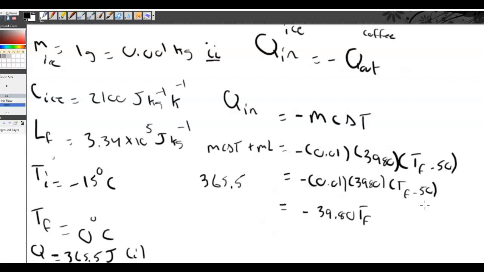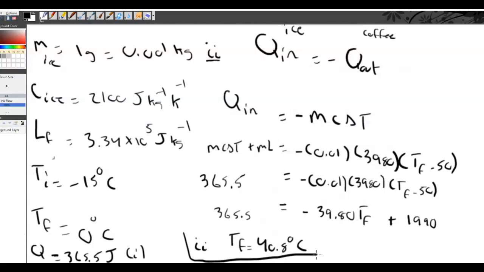Okay, and so I'm going to get plus 1990. And when you do the algebra to work this out, I'm just going to save you the steps and do the couple remaining algebra steps in my calculator. You should get TF equals 40.8 degrees Celsius. And again, this is for 2. So this is not the thermal equilibrium temperature, but this is just the temperature right after the ice is melted. Okay, so pause there if you need to look at that.